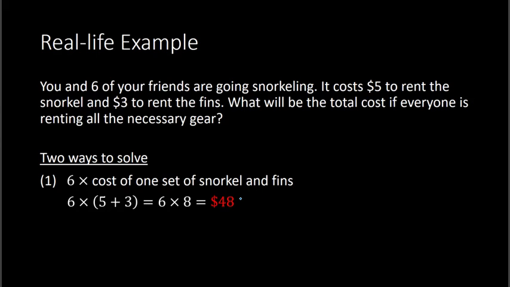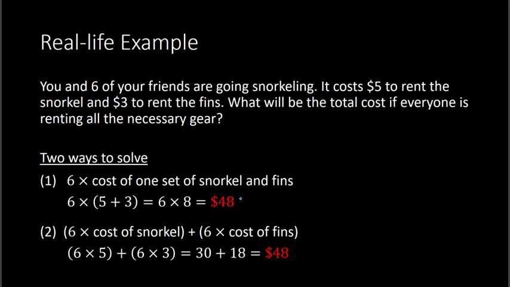The other way we can calculate the cost for your 6 friends is to take 6 times the cost for the snorkel plus 6 times the cost for the fins. So 6 times 5 is $30 total for the snorkel, and 6 times 3 is $18 total for the fins. If I take 30 plus 18, I also get $48.